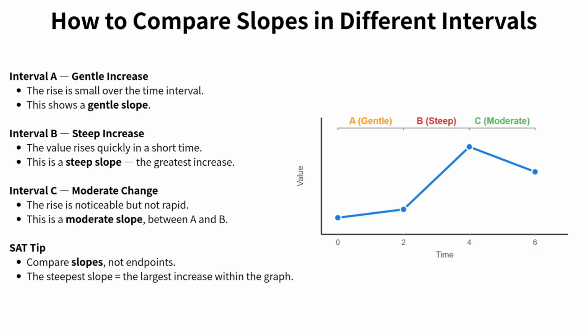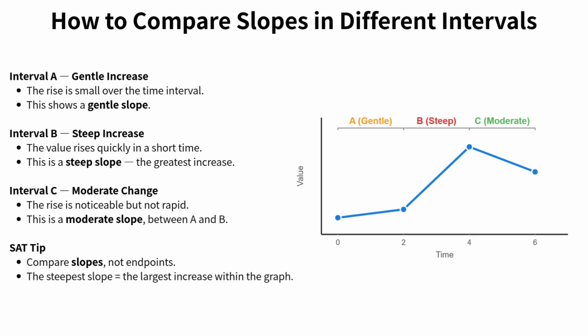Now look at interval B. This section has the sharpest upward movement in the entire graph. The value increases quickly in a short period of time, so this interval represents the steepest slope, meaning the greatest increase. Finally, interval C shows a rise that is greater than A but less dramatic than B. This gives us a moderate slope. It's noticeable, but not extreme.